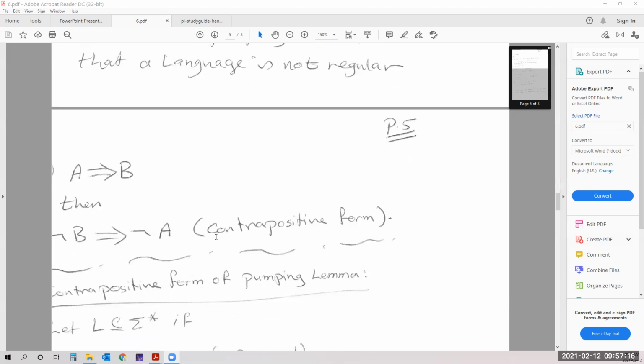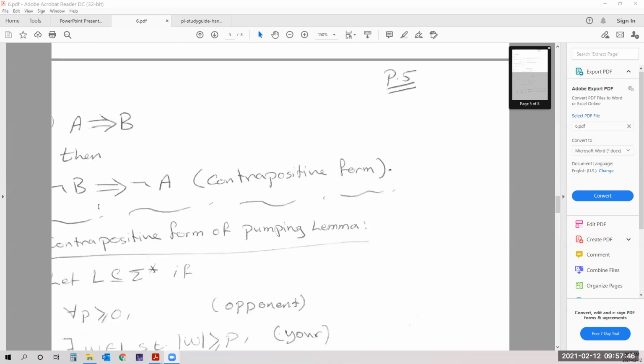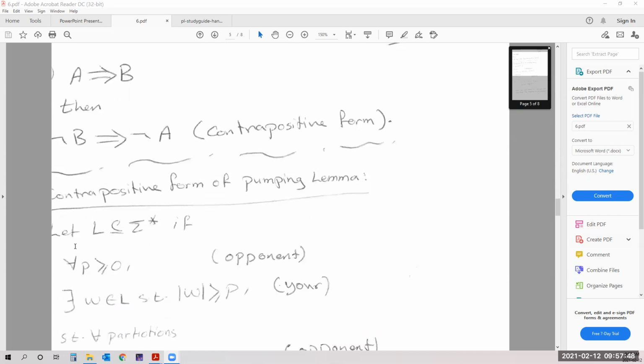What do we mean if you see in the handout the contrapositive form? If A, then B. Then not B should also lead to not A. If A, then B is true, then not B, not A is true also. So this simplifies one of the slides with a lot of writing. Now, the contrapositive form of the pumping lemma.